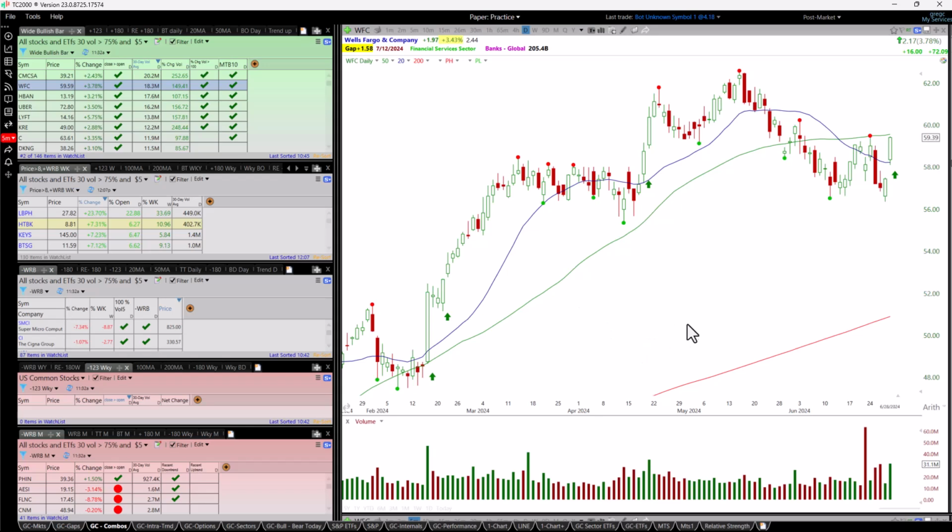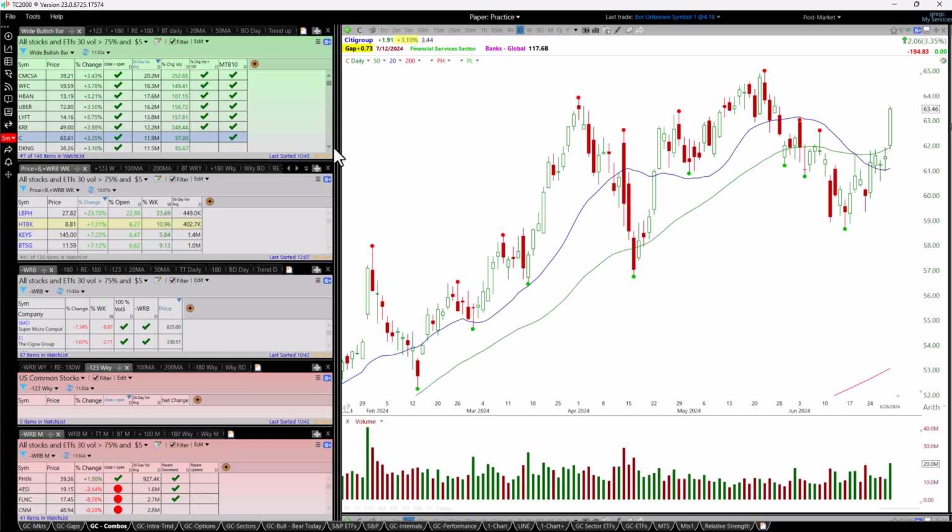Now, looking at a few others, another one here that's in there is a financial, another wide range bar, and that's so close to resistance. So while it's likely to go up, being so close to resistance doesn't give us the ideal scenario.